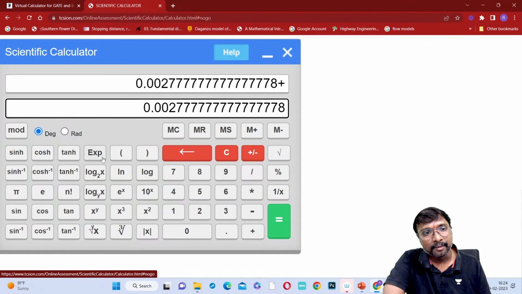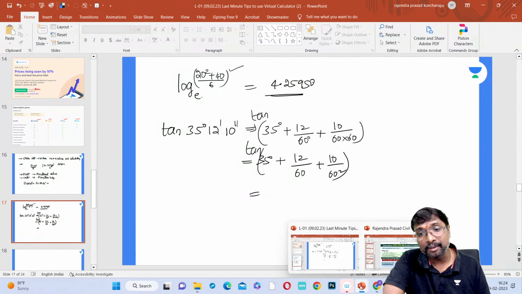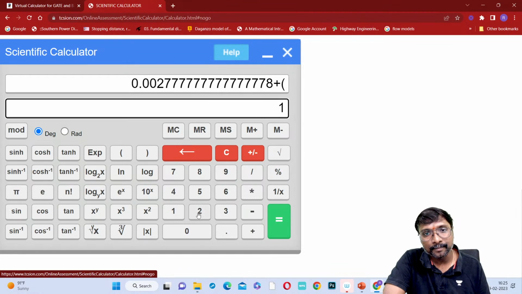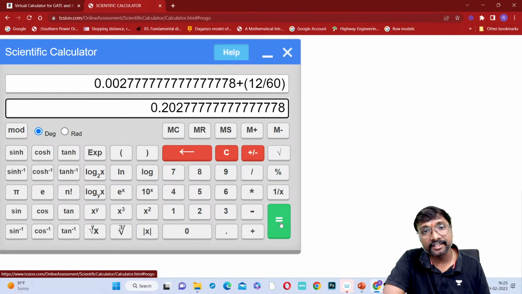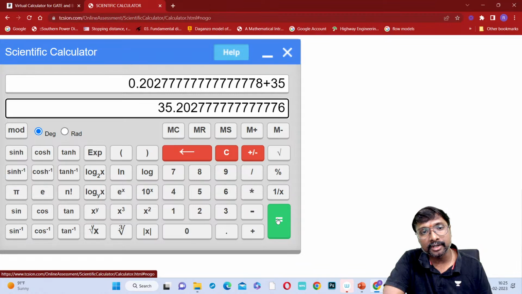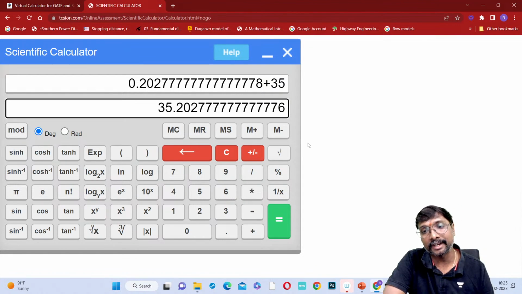Plus open a bracket: 12 divided by 60, close the bracket, right? Plus this 35, right? So what is the final value, everyone? 35.2027. You are getting 35.2027 degrees, right?